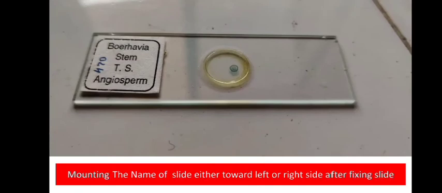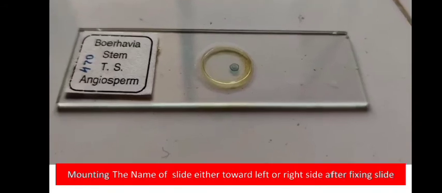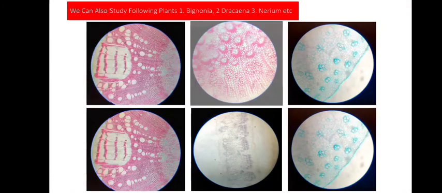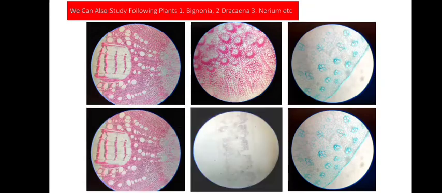Give the name to the slide either towards left or right side after fixing the slide. This step is very crucial for its further submission and record. In the same way, we can study and can practically demonstrate other angiospermic plants like Bignonia, Dracaena, Nerium, maize, etc.